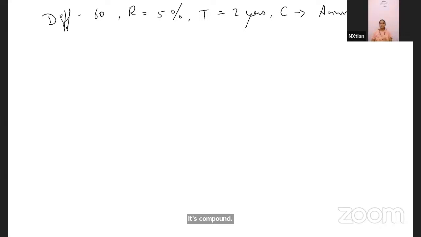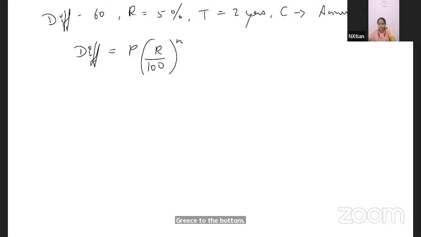So this question is solved in the same manner that we did the previous one. The formula is the same: difference equals principal times rate by 100 raised to the power n. Now why R by 100? Because it's compounded annually, so you don't have to divide the rate with anything. And only n, because it's compounded annually.